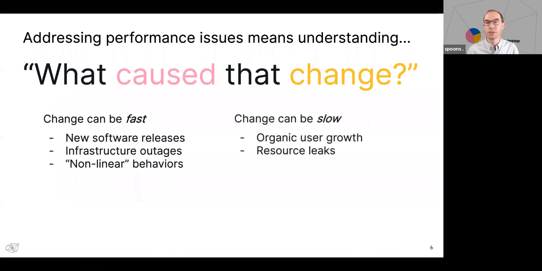Now, change can also be slow, on the other hand, right? We can have changes that occur over weeks or even months, right? So we can have things like organic user growth or shifts in user behavior. We can also have things like resource leaks, right? Where we don't see them initially and we only really feel the consequences of them, again, hours or even days later. And whether that change is fast or slow, we want to understand how the software was behaving before the change so that we can compare it to how it was behaving afterward.